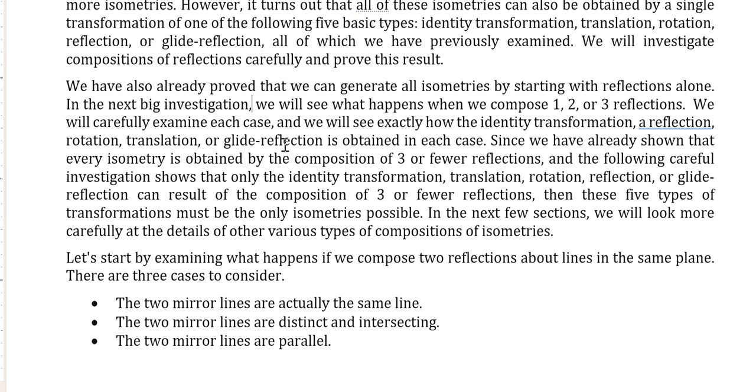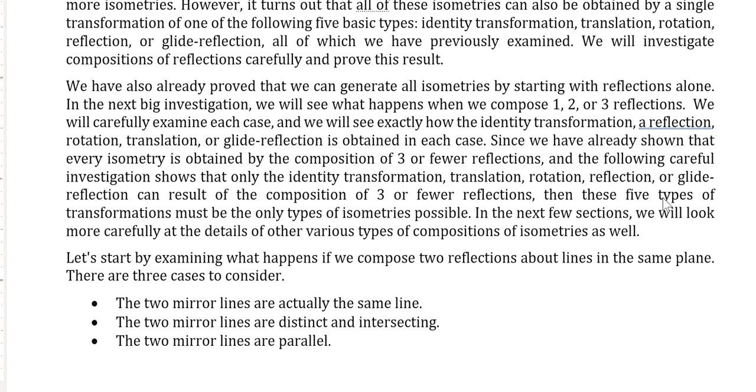In the next few sections, we will look more carefully at the details of other various types of compositions of isometries as well. Let us start by examining what happens if we compose two reflections about lines in the same plane. There are three cases to consider, depending on the placement of the mirror lines. The two mirror lines could actually be the same line. They could be distinct and intersecting, or they could be parallel. We are limiting our view at the moment to a single plane.